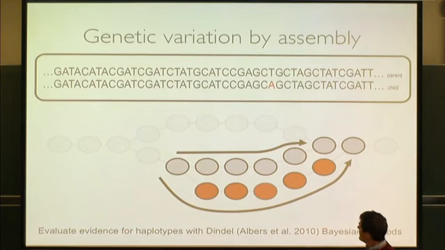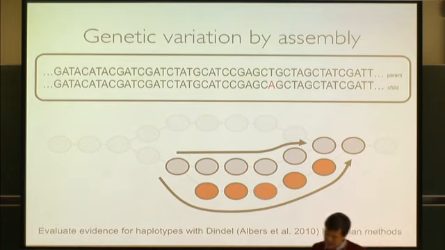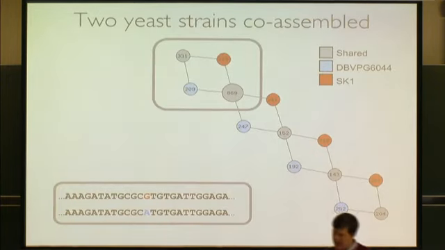Okay. So what we do is we do this and we evaluate it with this Dindel program which Kees Albers and others developed. It's a Bayesian analysis of evidence, basically using the quality scores and other information, of whether an alternate haplotype is valid. So some of you may have seen this before.